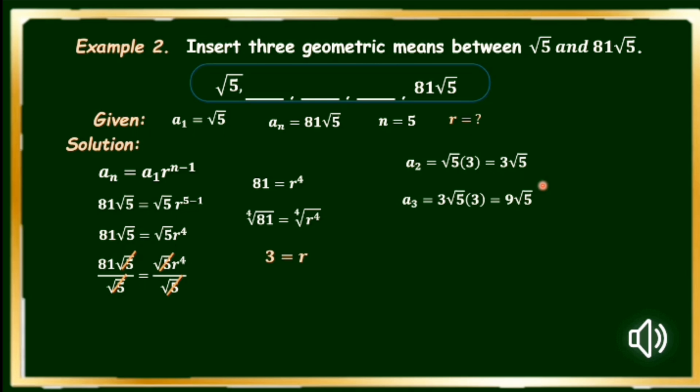To get the next term, a sub 3, we multiply the result, 3 square root of 5, times 3 again, that would be 9 square root of 5. Why? We multiply 3 and 3 to get 9. So 9 square root of 5. And to find the next term, we multiply this 9 square root of 5 with 3 again. That is 27 square root of 5. 9 times 3 is 27. Therefore, the geometric means that we're looking for are 3 square root of 5, 9 square root of 5, and 27 square root of 5.